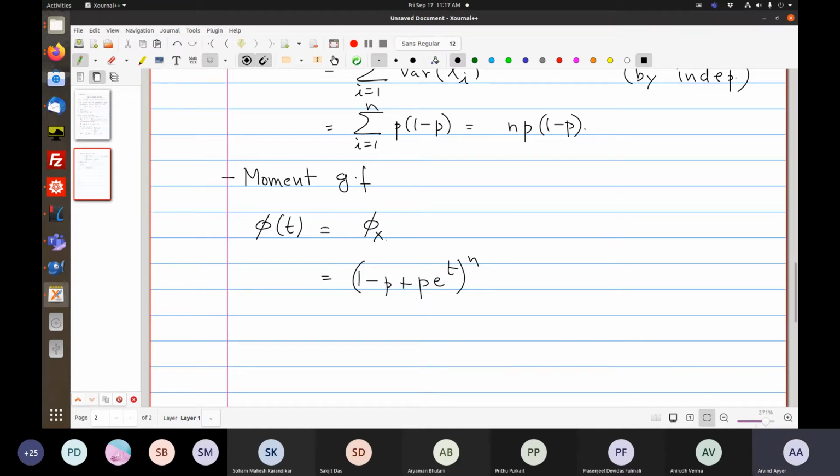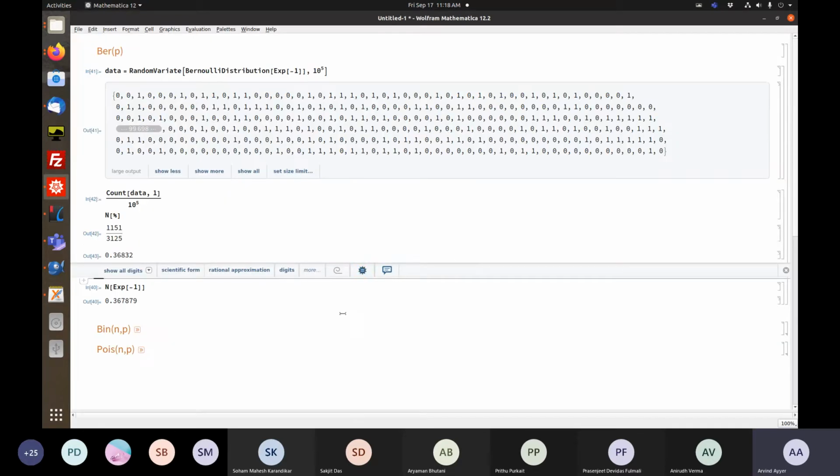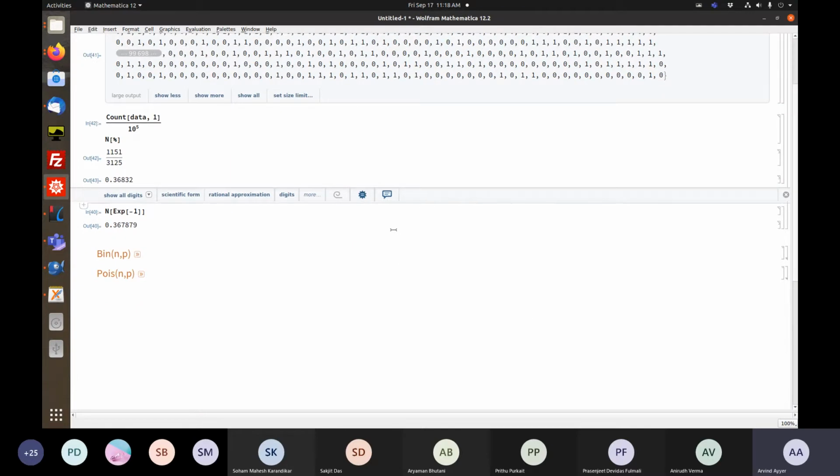So this is phi x1 of t up to phi xn of t. So, a product of independent moment generating functions. Okay, so again you get a fairly simple formula, and now you can use this to compute higher moments, for example. Right? So okay, now let me show you simulations for this.